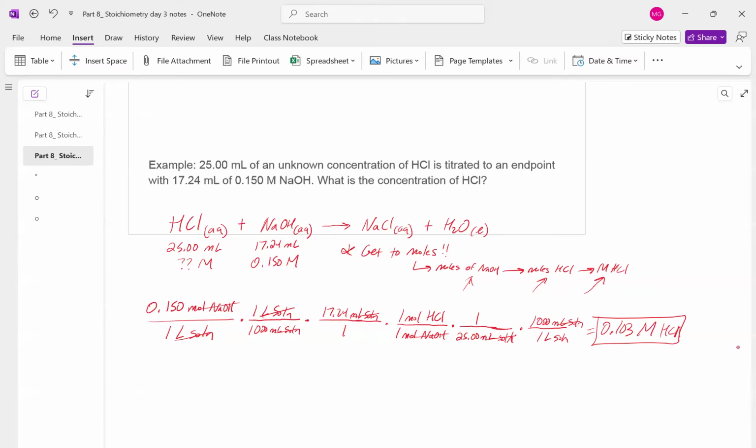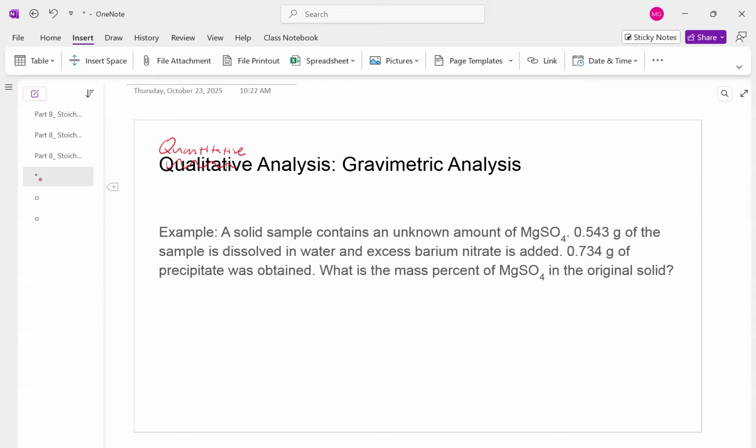All right, let's look at another type of quantitative analysis, and this is called gravimetric analysis. This basically uses a phase change to find concentration. Now, that phase change is usually a precipitation reaction, so we're forming a precipitate. I say usually, that's not 100% of the time, but for this class, that's where we're going to be using gravimetric analysis.